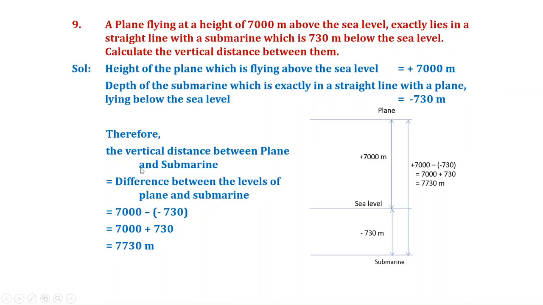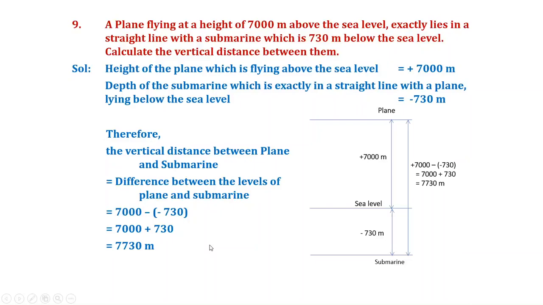Therefore, the vertical distance between the plane and submarine means the difference between the levels of the plane and submarine. So the difference between the levels of plane and submarine is equal to plus 7,000 minus of minus 730. So convert the minus symbol as plus and take the additive inverse of minus 730, which is plus 730. Now we just add the two positive numbers, which is 7,730 meters. So the vertical distance between plane and submarine is 7,730 meters. Like this we can find out the distance between them.